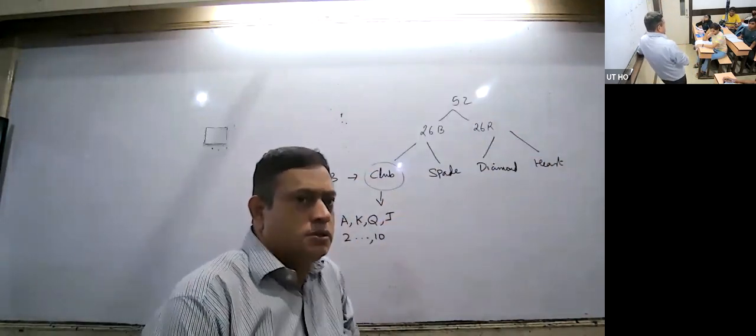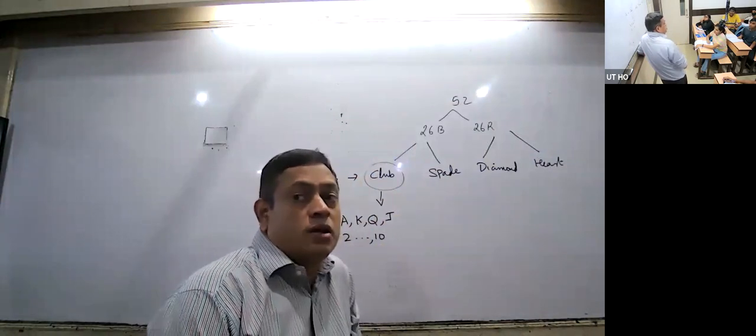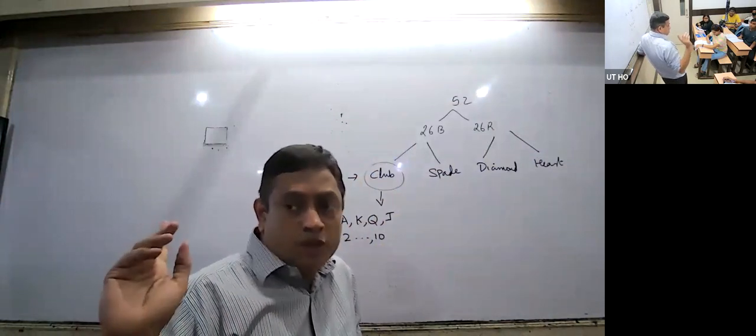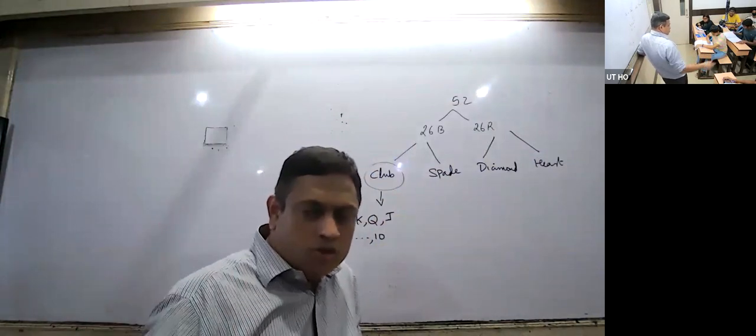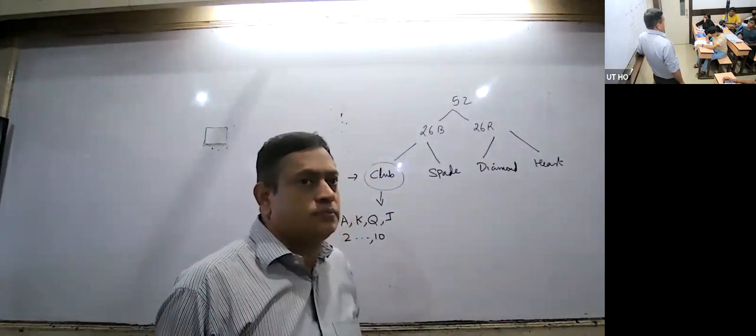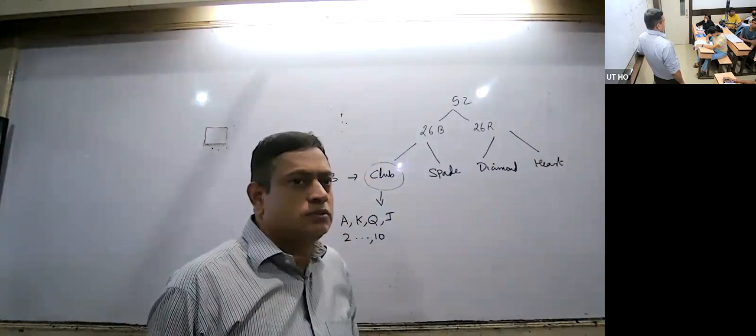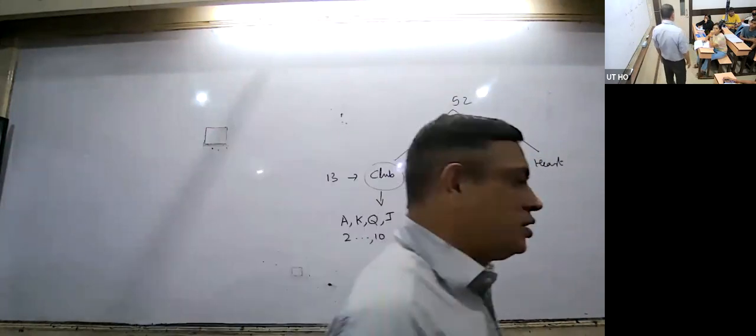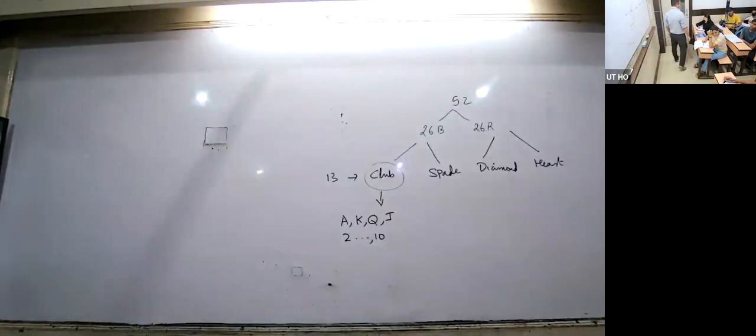Red or ace? Red means intersection, or means union. Red or ace? Answer only I need, the number I need. Red or ace? 12 is wrong. Those who know the answer, raise your hand.